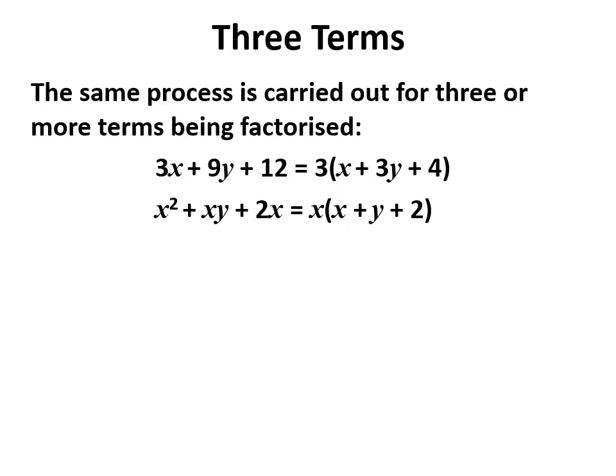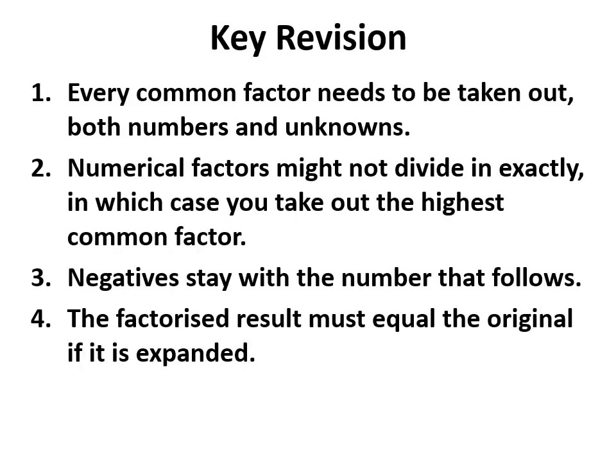So that's all there is to it. What we have to remember is every common factor needs to be taken out, all the number common factors and all the unknowns. If they don't divide out exactly, you take the highest common factor, negatives stay with the number that they were always attached to, and as always, factorization is the opposite of expansion.